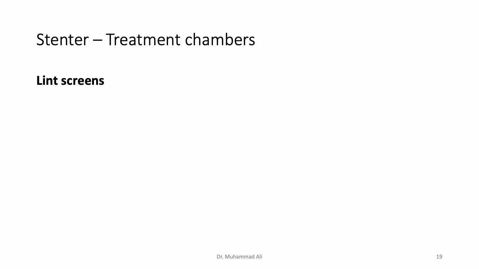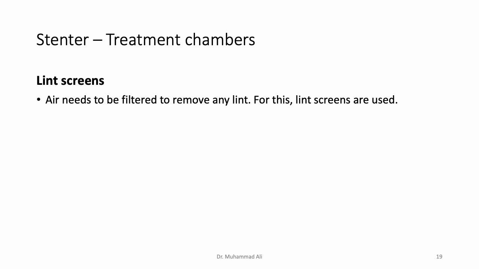Okay, one of the parts that we discussed before very briefly is the lint screens. Now, as I briefly mentioned before, usually in case of heat setting, we treat the fabric with hot air only. And in case of textile fabrics, usually a lot of lint is generated from the surface, especially when the fabric is subjected to hot and dry air. So this lint or this fluff is added into the air inside the treatment chamber, and therefore it needs to be filtered out. For this, we use the lint screens.